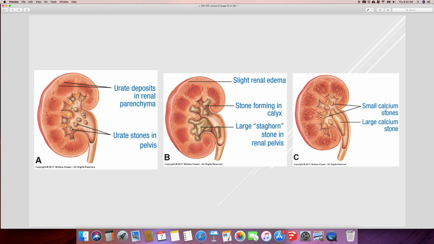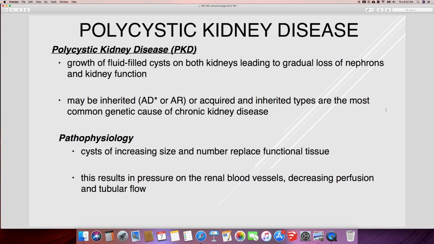It's just showing some of these different stones. And then we finished with polycystic kidney disease, which is really a genetic disease. I want you to think of this as a genetic disease, where you have the growth of these cysts that are on the kidneys and within the kidneys, both kidneys.